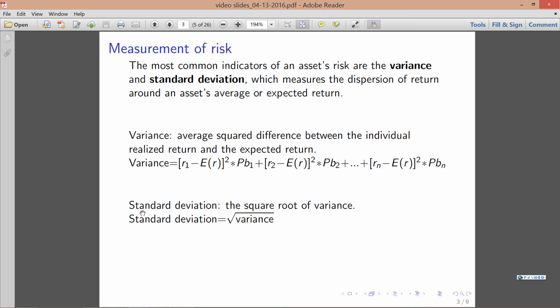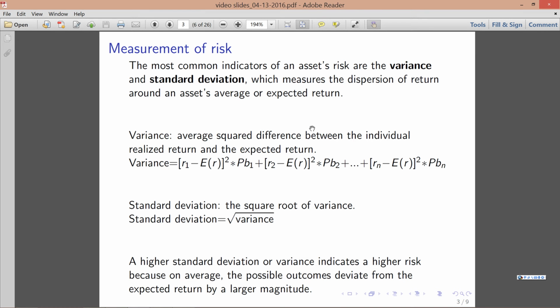Standard deviation then is the square root of variance. The reason we use standard deviation is that it's easy to interpret, because the variance has the square in it, so it's not very easy to interpret, as we can see later. A higher standard deviation or variance indicates a higher risk, because that means on average the possible outcomes deviate from our expected return by a larger magnitude.